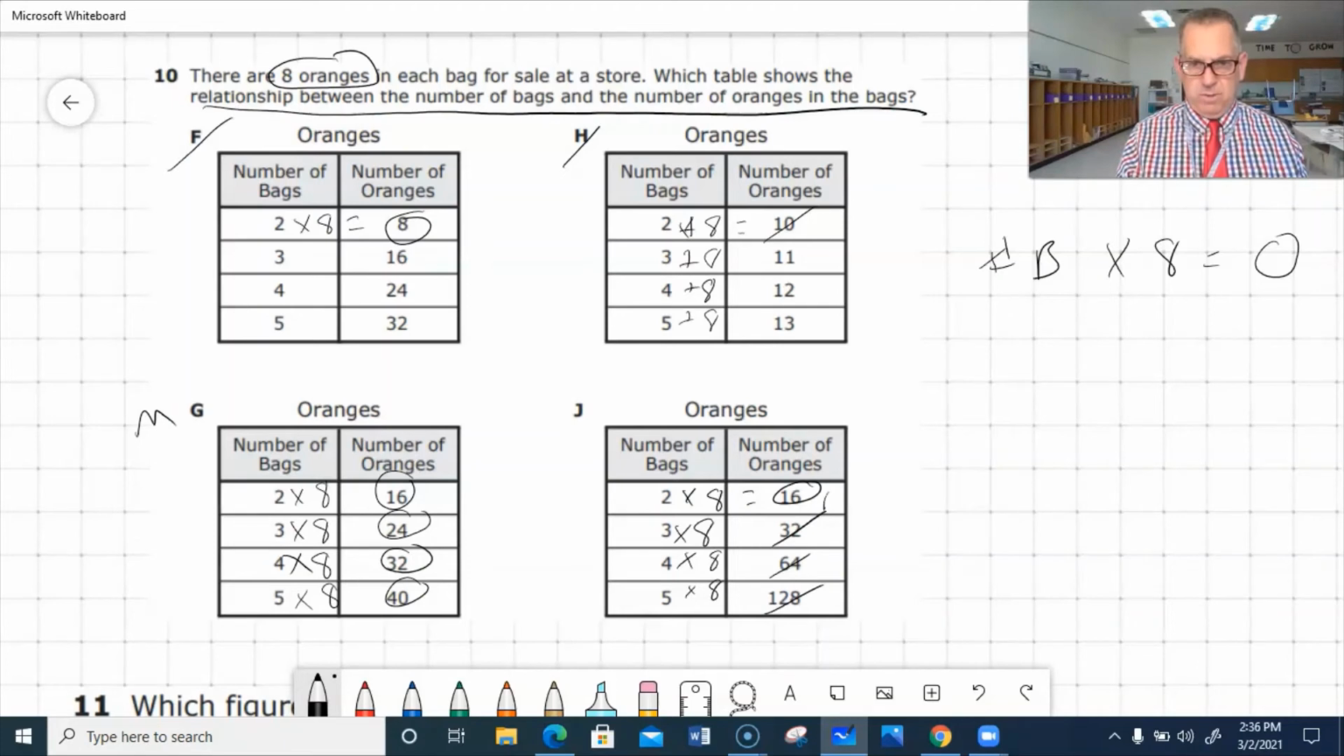Looks like right here they're doubling every time. They're times 2 going down. If you double 16, you get 32. 32 times 2, 64. 64 times 2. So it's not answer choice J. Our correct answer would be answer choice G.